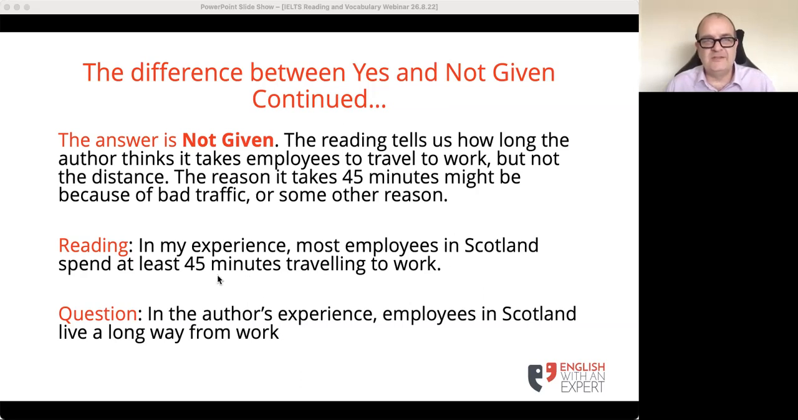So it might take them 45 minutes to get to work, but maybe that's because the roads in Scotland are not very good. Or maybe it's because there's a lot of traffic jams in Scotland. And so they're traveling a short distance, but it takes them a long time. So we don't know if the employees are living a long way from work. Okay, good. I'm glad you've got that.